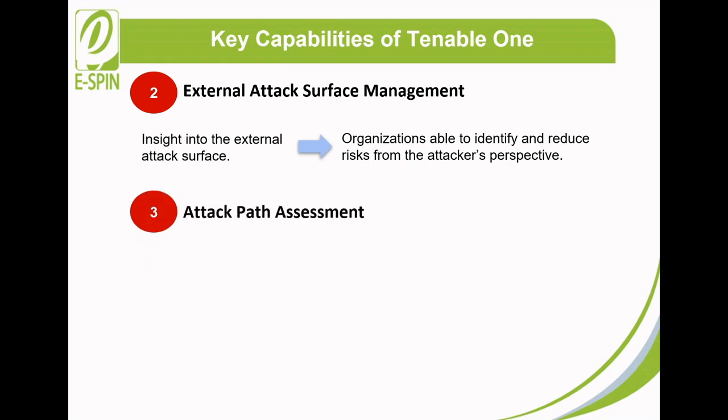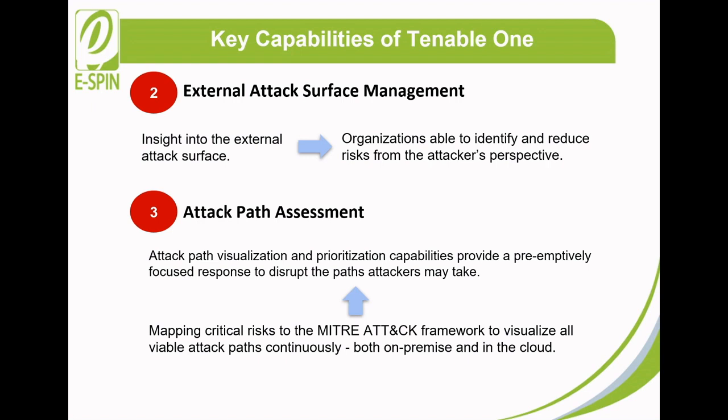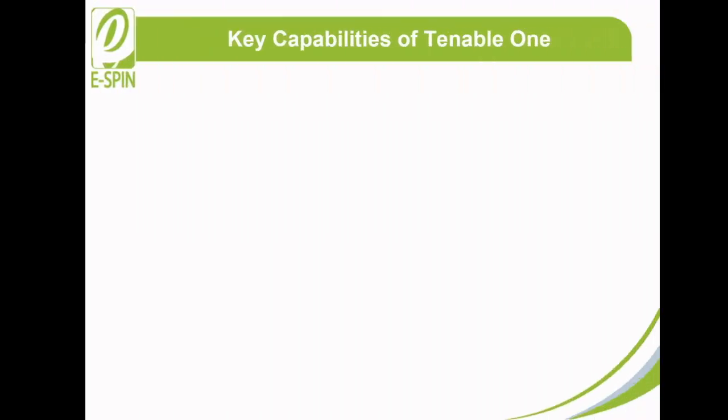Attack Path Assessment. Attack path visualization and prioritization capabilities provide a preemptively focused response to disrupt the path attackers may take. It performs this function by mapping critical risks to the MITRE ATT&CK framework to visualize all viable attack paths continuously, both on-premise and in the cloud.